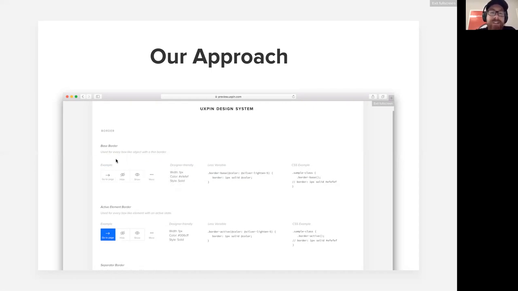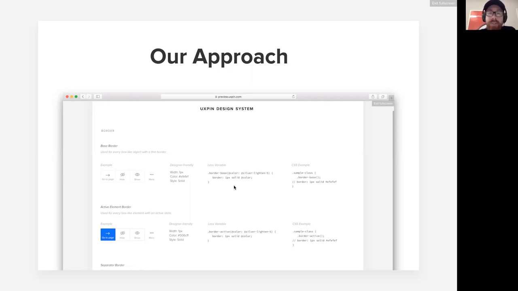So this is the designer-friendly definition. But then you have a less variable. This is actually a less mixin. There's a mistake here. Less mixin used to generate this border. This is information for the front-end developer, right? So you're just supposed to list all these properties, and there's usually not too many of them, in a place that's really accessible to the team, right? So in your shared space.